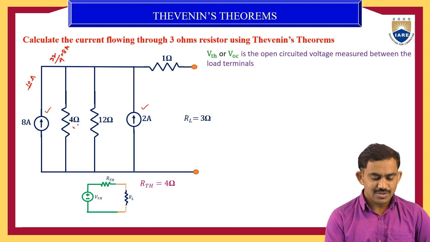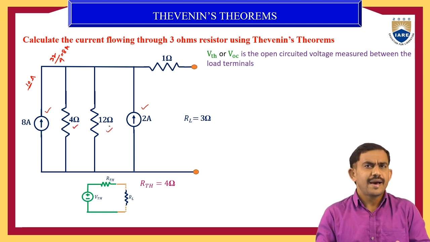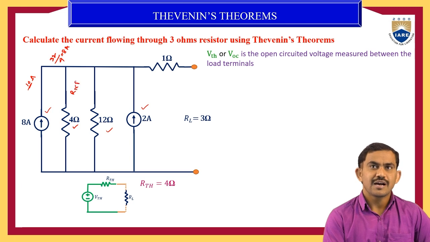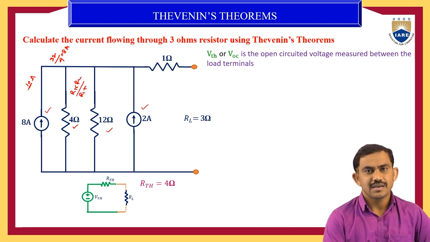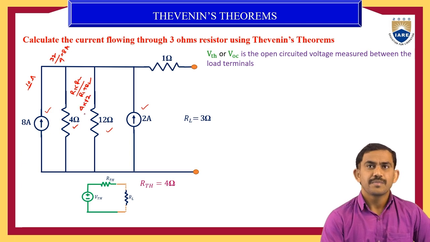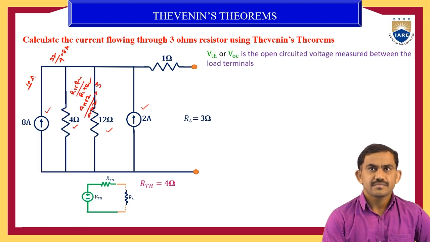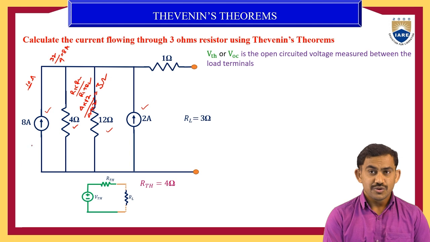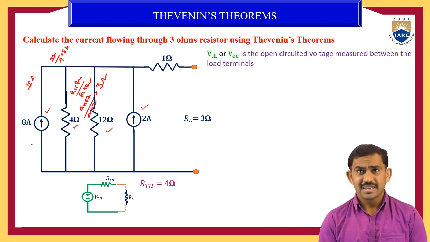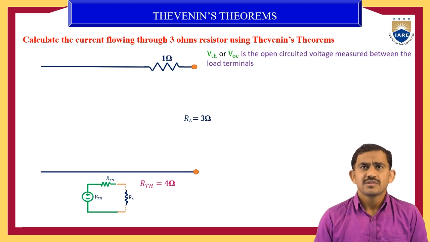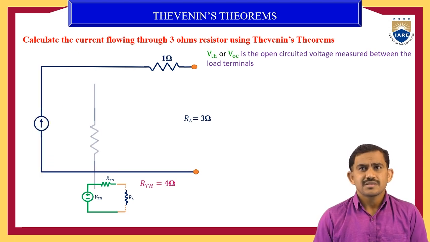And what about 4 ohms and 12 ohms? Both are in parallel. Parallel means again the formula, R1 into R2 by R1 plus R2. So 4 into 12 by 4 plus 12, we'll get 3 ohms. Okay. So here 2 current sources and 2 resistors can be converted to a single current source and single resistor. Just check it now.